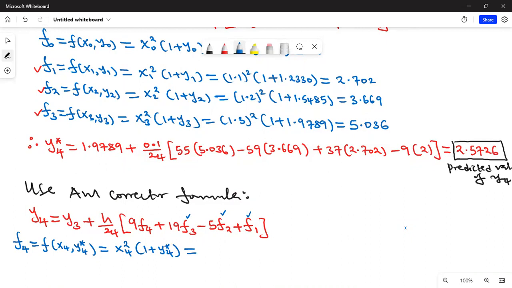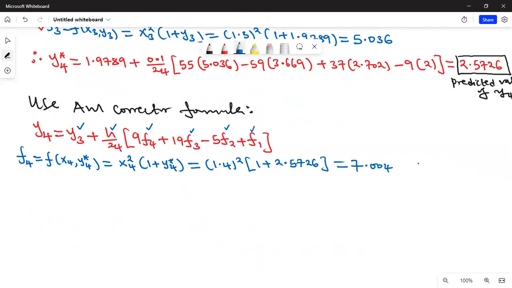And so this equals to our X4, which is 1.4. We square this into 1 plus Y4 star. We have found 2.5726. And when you press this in your calculator, you need to get the value of F4 as 7.004. So now we have F4. I also know H and I also know Y3. So we can now find Y4.